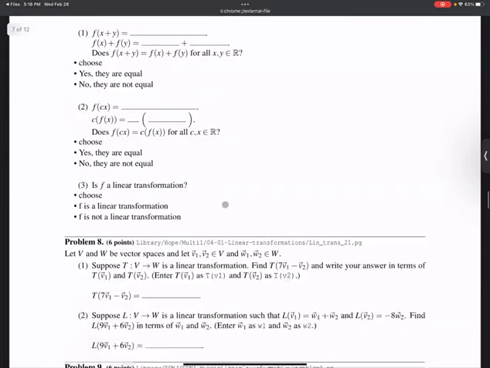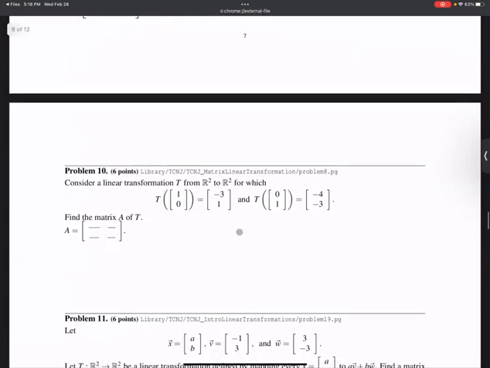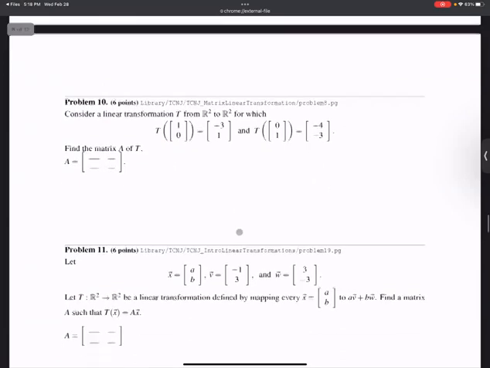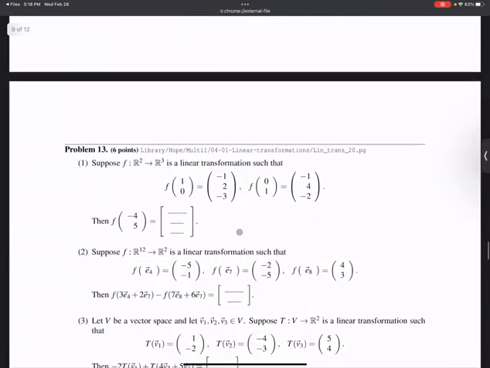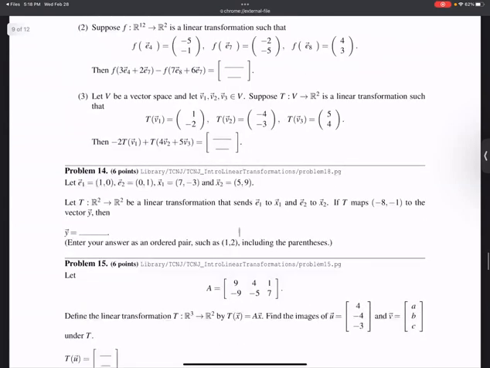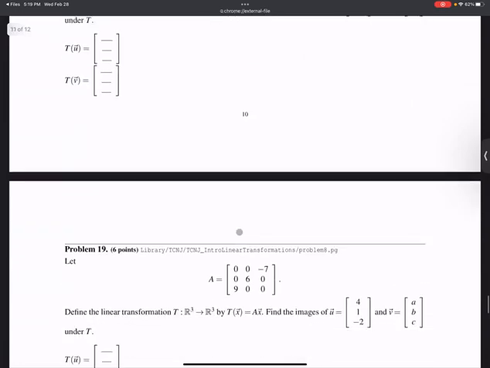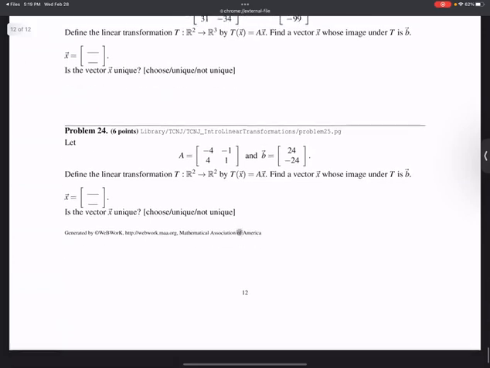So this is more like the way we were doing it. T of this, T of this, T of that. Find the matrix of A. This is similar to what we were doing in the previous homework. So I want you to try it and see what questions you bring me, okay? This kind of starts getting interesting, and you have a lot of questions.